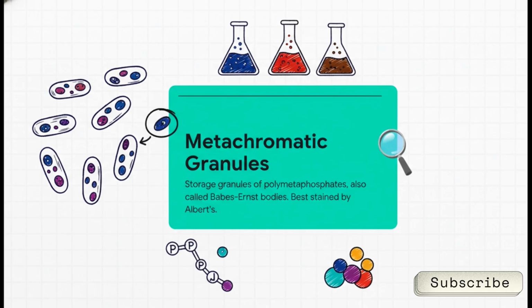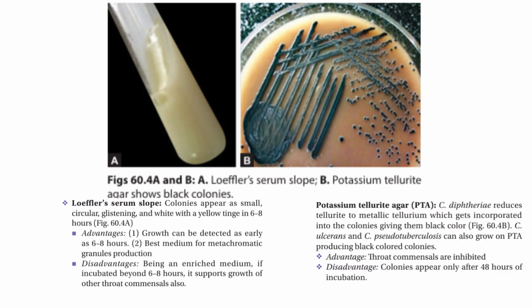You might also see them called Babes-Ernst bodies or Volutin granules. Think of them as the bacteria's little energy reserves, made of polymetaphosphates. And remember the special stains that make them light up? Albert's, Neisser's, and Ponder's.